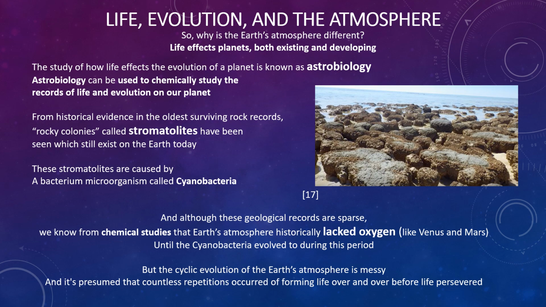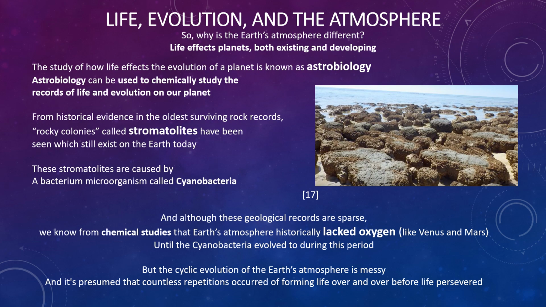So from the evidence of the oldest surviving rock records, we have little rocky colonies called stromatolites, which are here on Earth still today. And these stromatolites were caused by a bacterium called cyanobacteria. And so these provide a little bit of a geologic and fossil record for the earliest stages of life. We know from chemical studies of the Earth's atmosphere back then that it lacked oxygen until cyanobacteria evolved and were able to produce oxygen.